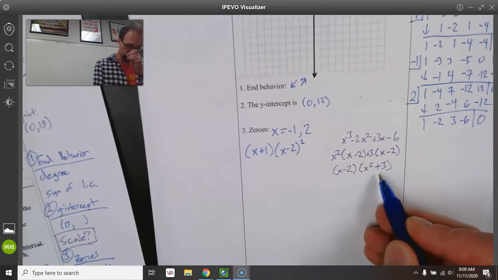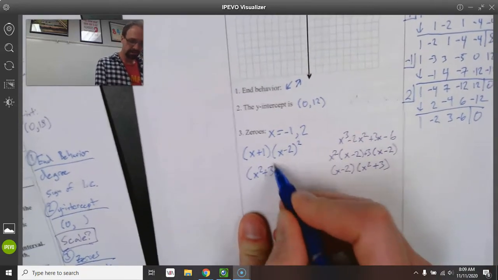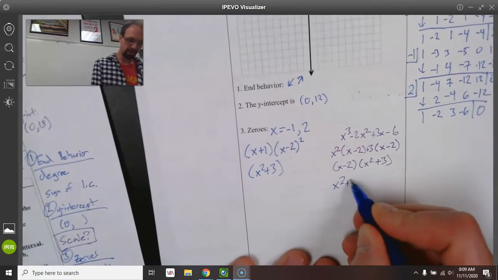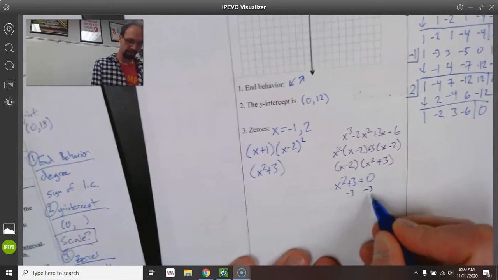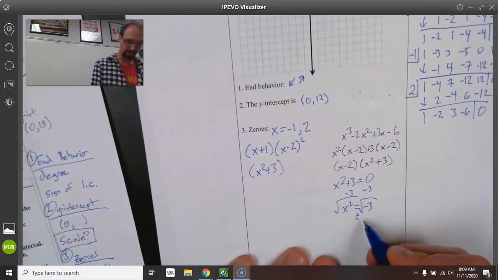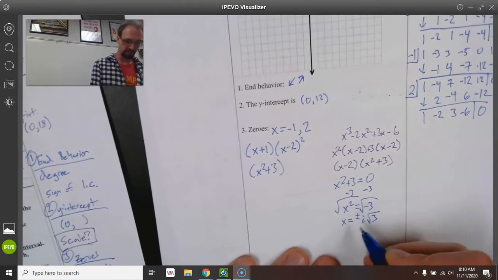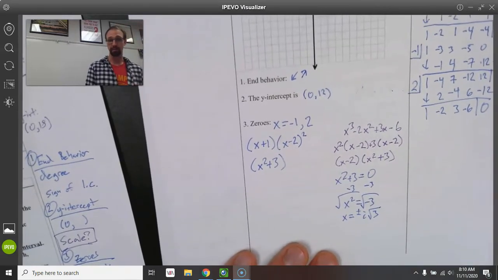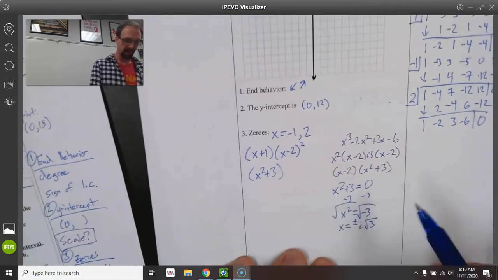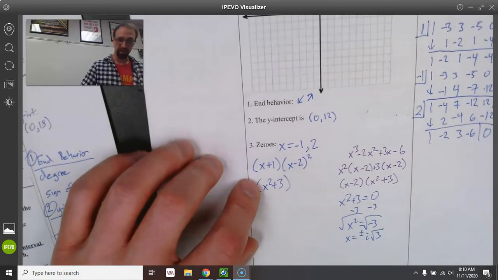And then this x squared plus 3 also gives me imaginary zeros. And I know that because if I set x squared plus 3 equal to 0, I'm going to get imaginary answers with this part. So I'm going to have i square root of 3. So x equals plus or minus i square root of 3. So those are the other zeros as well. So this tells me I'm going to have imaginary zeros, and because I had the x minus 2 twice, I'm going to have that 0 twice. So let's go ahead and put these on our graph.